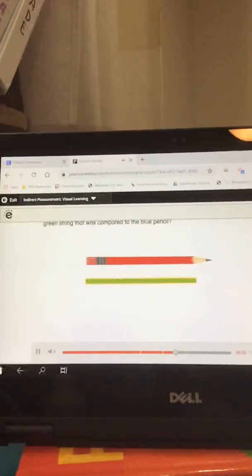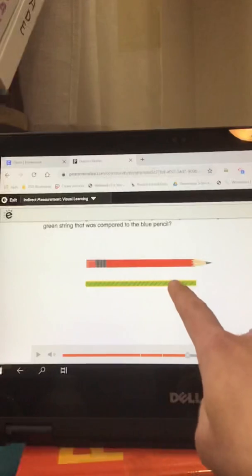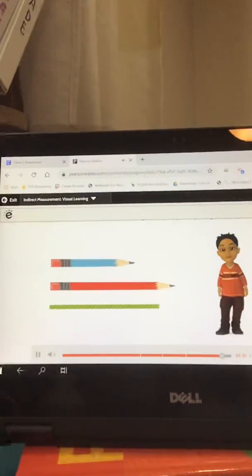Is the green string the same length as the green string that was compared to the blue pencil? Were they the same? Yes, they were the same. The green has not changed. Yes, the blue pencil is shorter than the string. The red pencil is longer than the string. So the blue pencil is shorter than the red pencil. Now you know how to compare the lengths of two objects by using a third object.